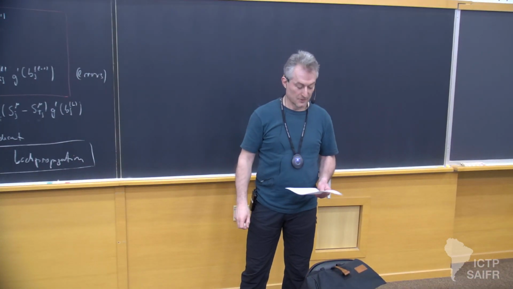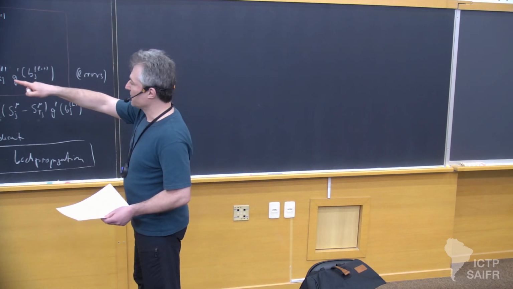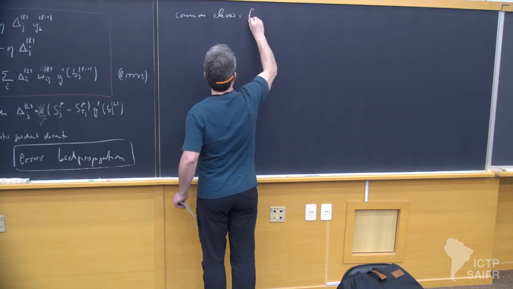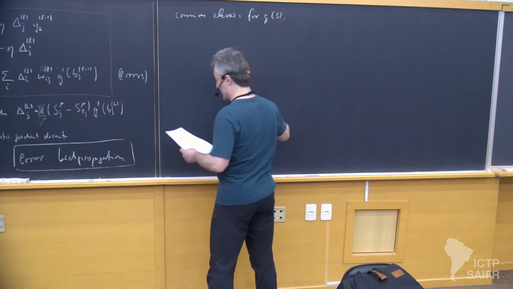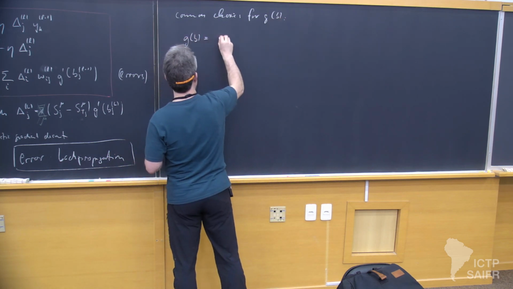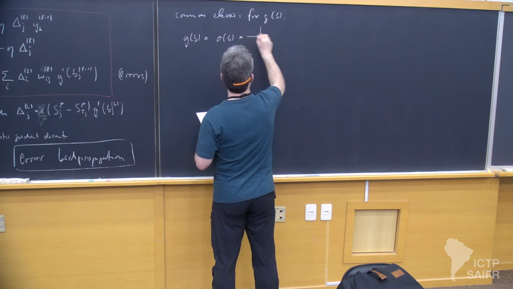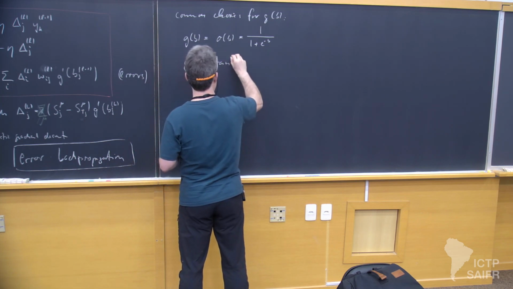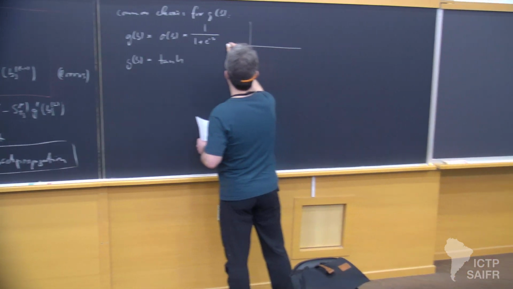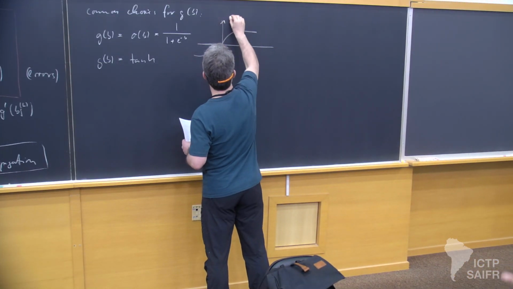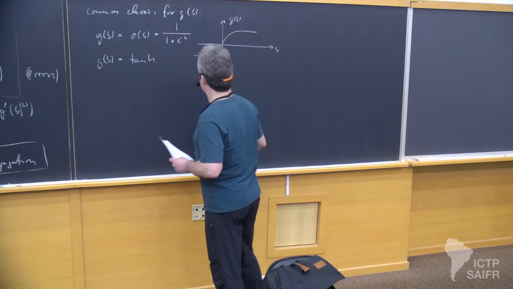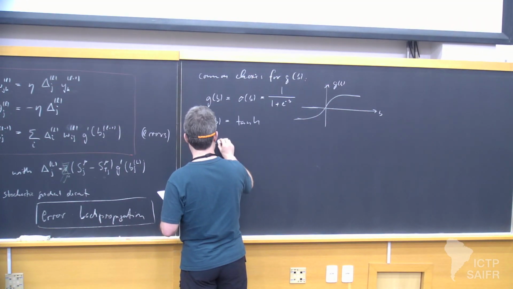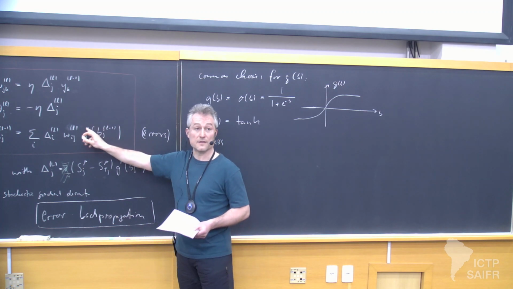Clear? Good. So for the g here, for the activation function, common choices are the following. The sigmoidal shapes: g of b equal to sigma of b equal to 1 over 1 plus e to the minus b, or also the tangens hyperbolicus. Both have basically this sigmoid shape. And the advantage with those is that you can express the derivatives by the function itself, because you need the derivatives in that formula.